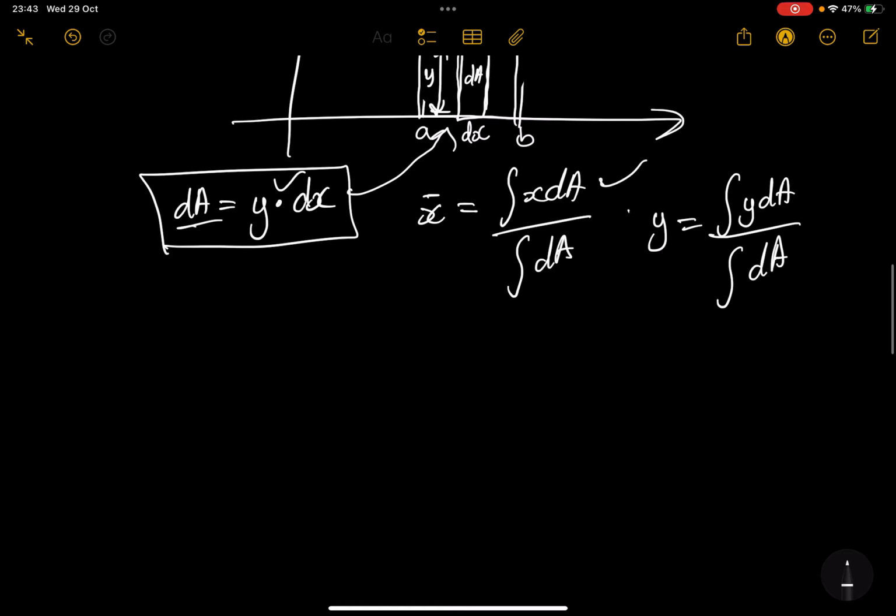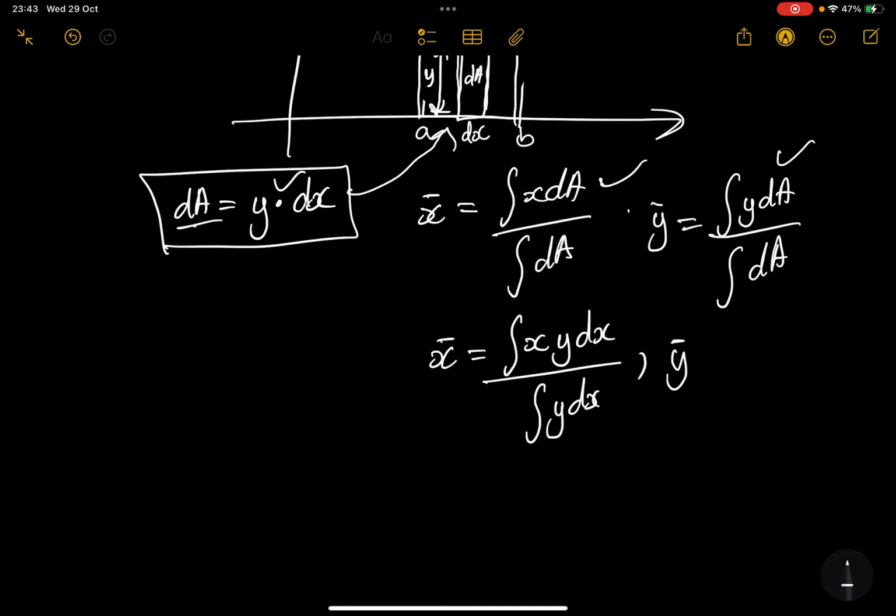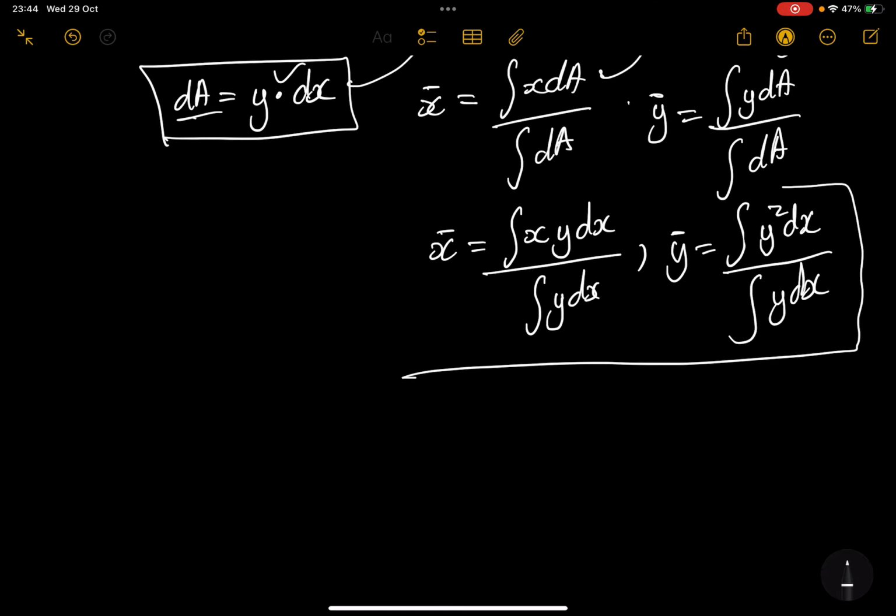Using this relationship, I can substitute dA in these two equations. So x bar is going to be the integral of x y dx over the integral of y dx. And with y bar, it is the integral of y times y dx, which is the same thing as the integral of y squared dx over the integral of y dx. So now these are the more convenient formulas that you're going to use.